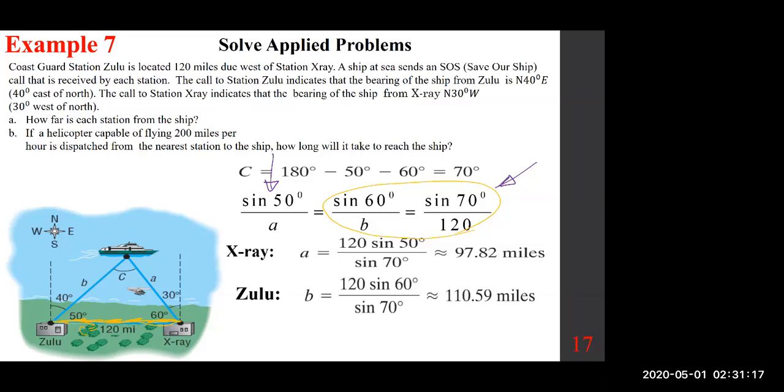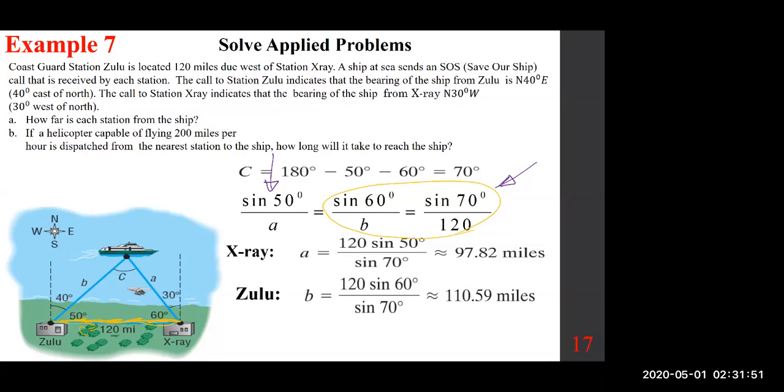Well, which one is closest? X-ray or Zulu? Clearly, X-ray is closer, right? Because it's smaller, 97.8 miles. So how long does it take? It takes 97.82 miles divided by 200 miles per hour. Remember that D equals RT, okay?